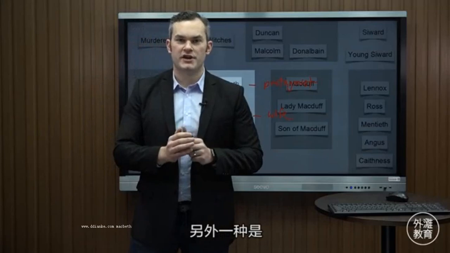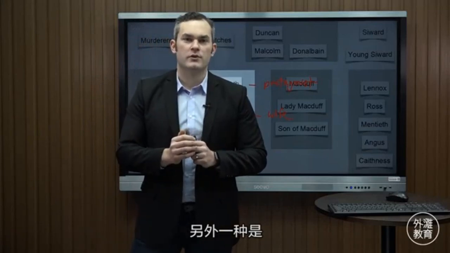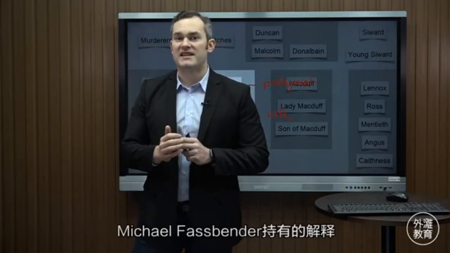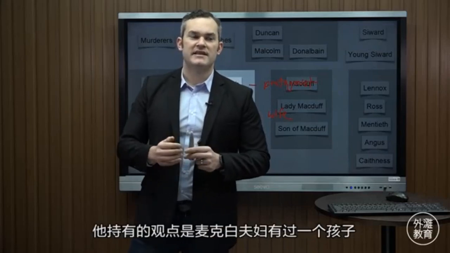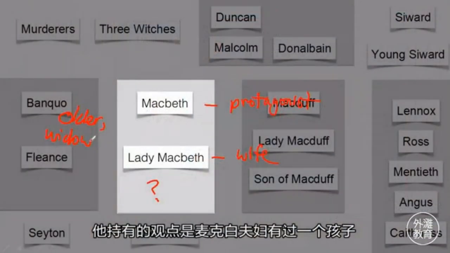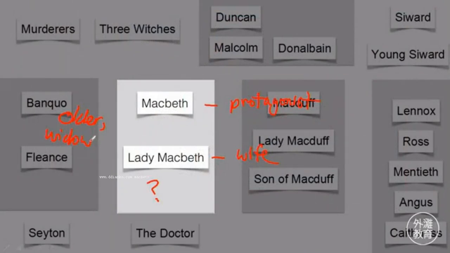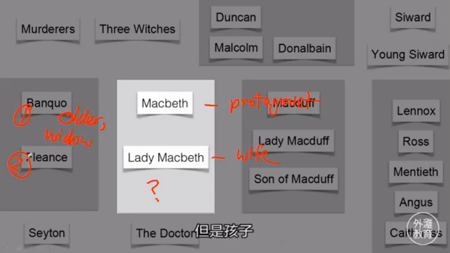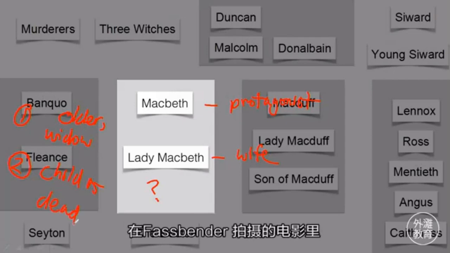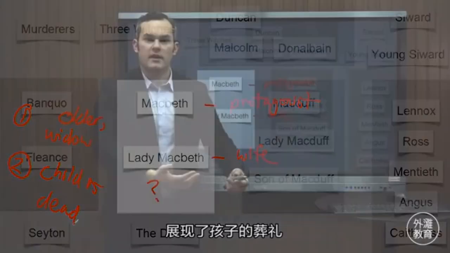The other interpretation, which, by the way, was taken up by the Michael Fassbender Macbeth movie that came out in 2016, is that Macbeth and Lady Macbeth did have a child, right? If this is our first option, the second option is that they did have a child, but their child is dead. Right? In the Fassbender film, they show the funeral of a child.